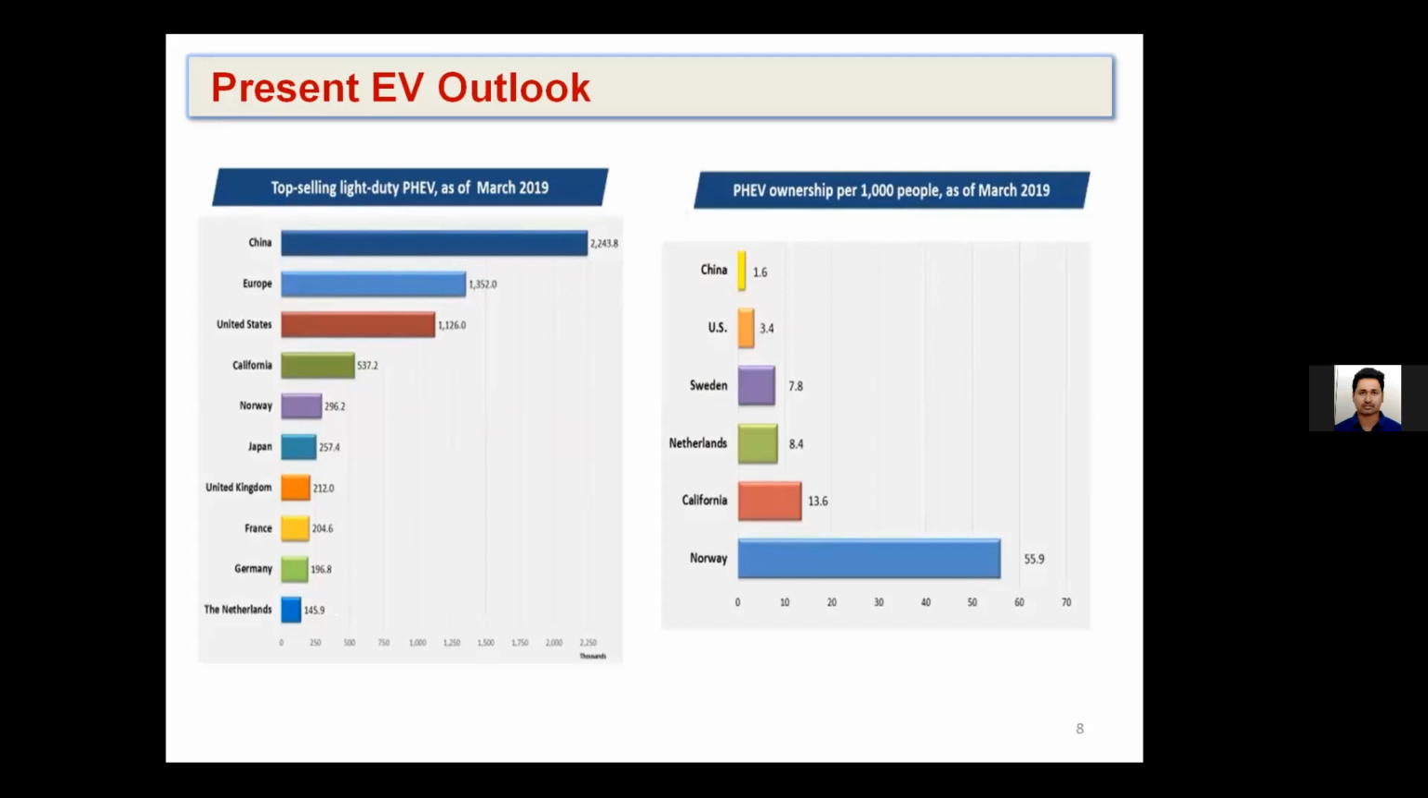Even most of the automobile companies have announced that post 2030 or 2025, they are not going to manufacture gasoline-based vehicles, that is petrol and diesel-based vehicles. So in the future, after 5 to 10 years, the expectation is that there will be a complete domination of EVs in the market. So this is the present scenario.